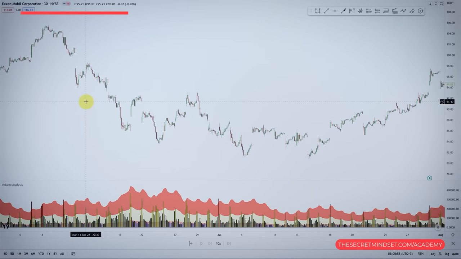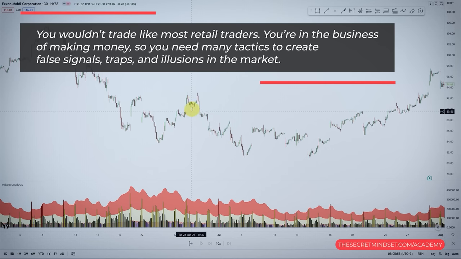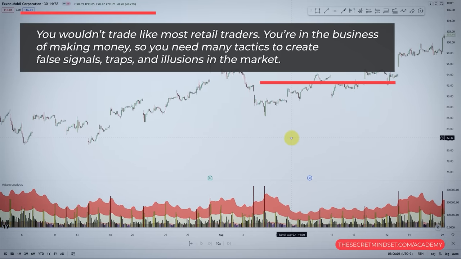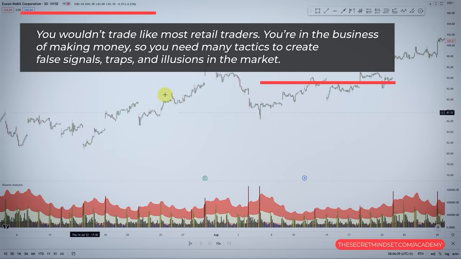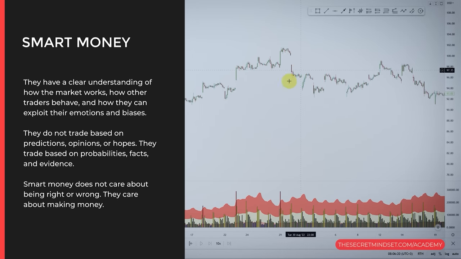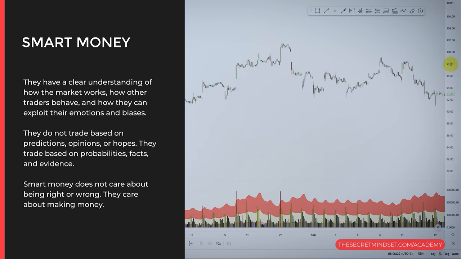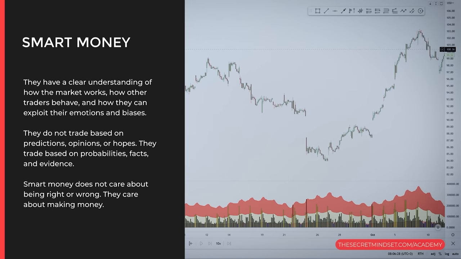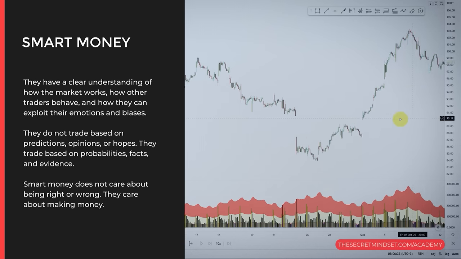You wouldn't trade like most retail traders. You're in the business of making money. So you need many tactics to create false signals, traps, and illusions in the market. Here's the reality. Smart money are not necessarily smarter than the retail traders. They are simply more experienced, disciplined, and strategic. They have a clear understanding of how the market works, how other traders behave, and how they can exploit their emotions and biases. They don't trade based on predictions, opinions, or hopes. They trade based on probabilities, facts, and evidence.